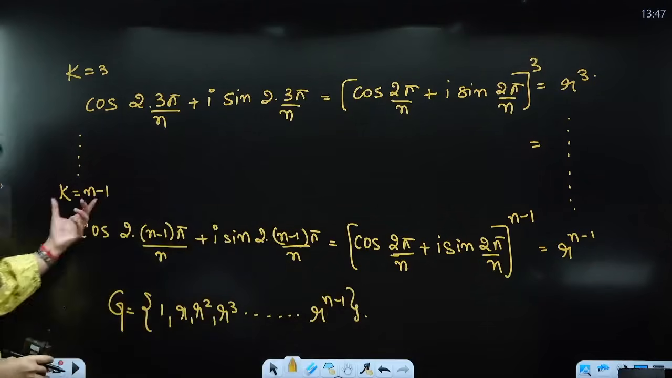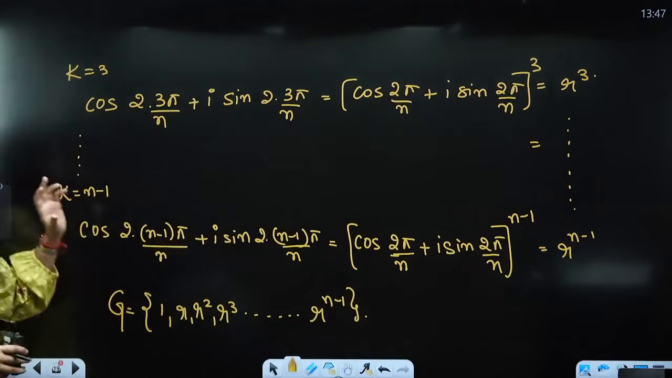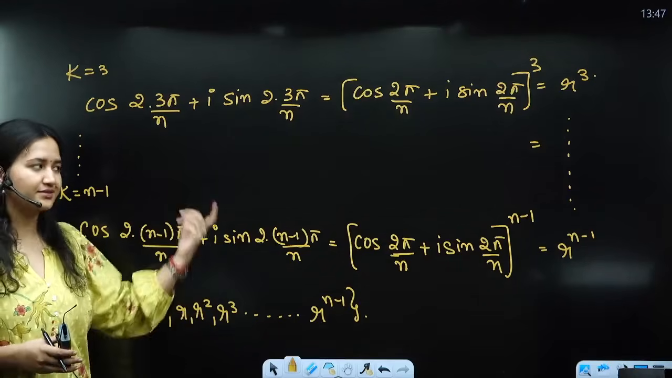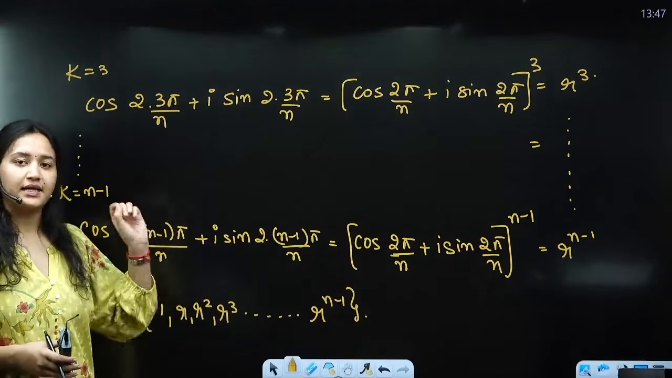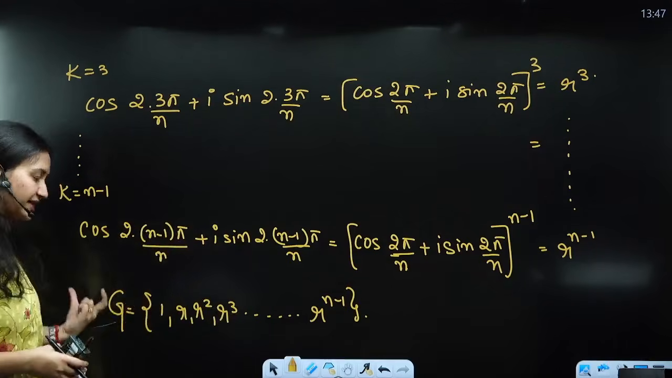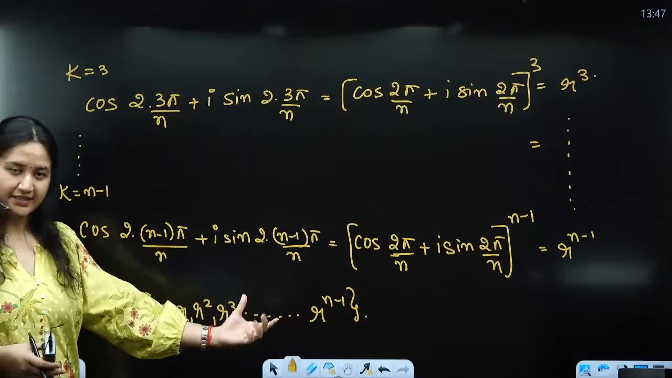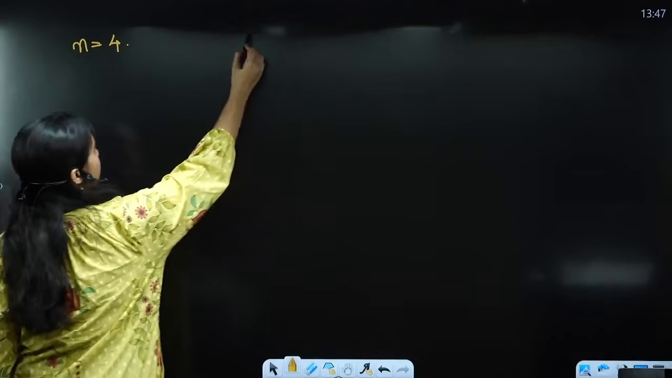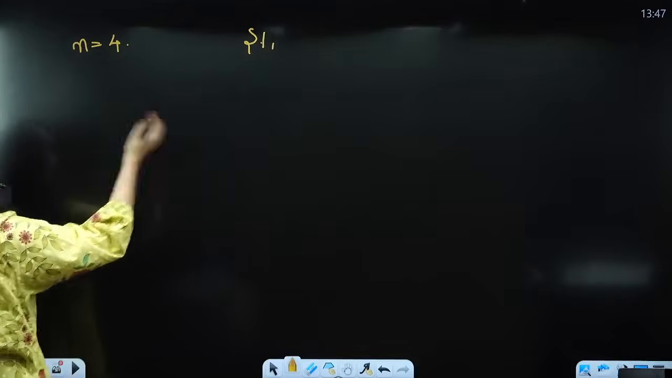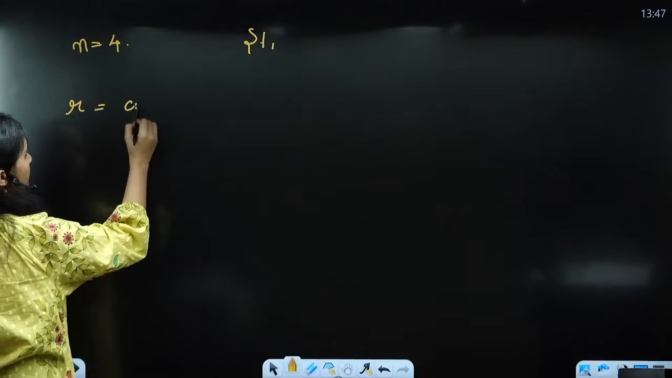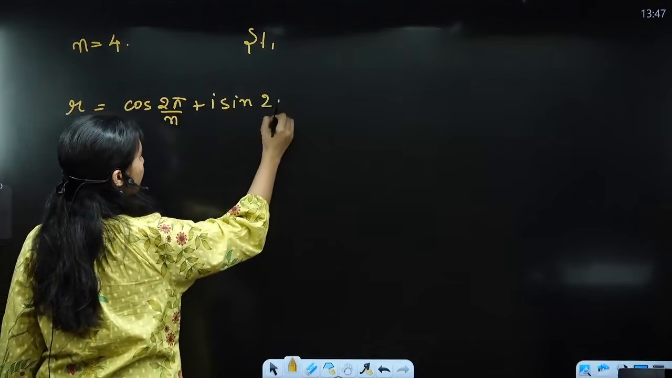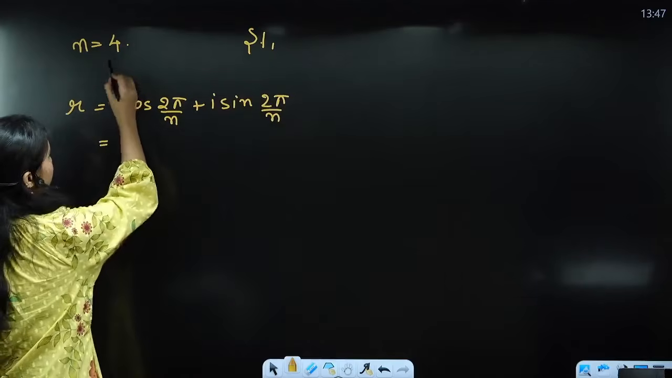Now this is your general term discussion, right? We talked about one group right before, when we started the derivation of this formula, which was the fourth root of unity, right? Now let us derive that group using this formula here. So let n equal 4. First we know that the first element is 1 only, that's fine. Let's do for r. So what was r? r equals cos 2 pi by n plus iota sine 2 pi by n. What is the value of n here?